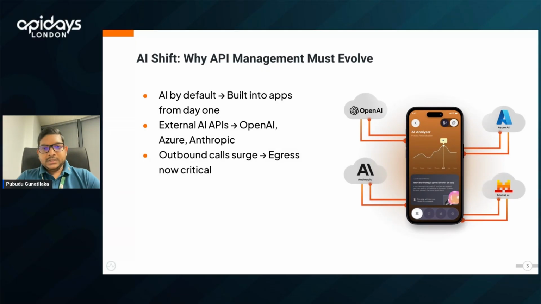Just to start things off, if you look at the AI shift right now, if you start your applications from day one, you are basically having AI built in as a first class feature. With these changes, you are utilizing more and more AI services like OpenAI, Azure, Anthropic, Mistral. Likewise, there is a surge in the egress traffic, and we have to look at how we deal with the AI traffic or the egress traffic as well.